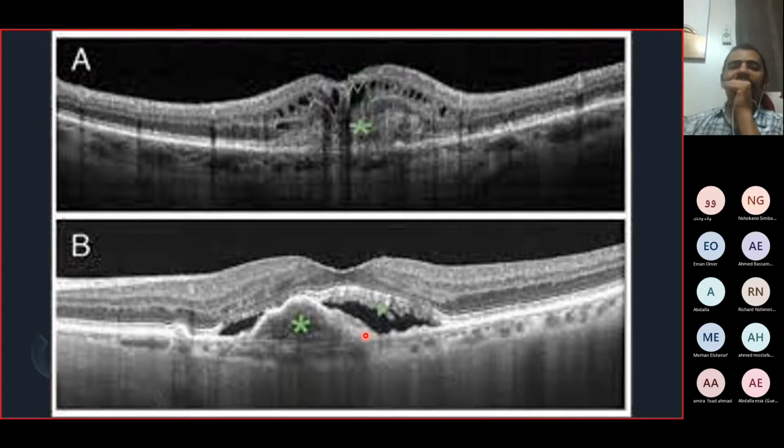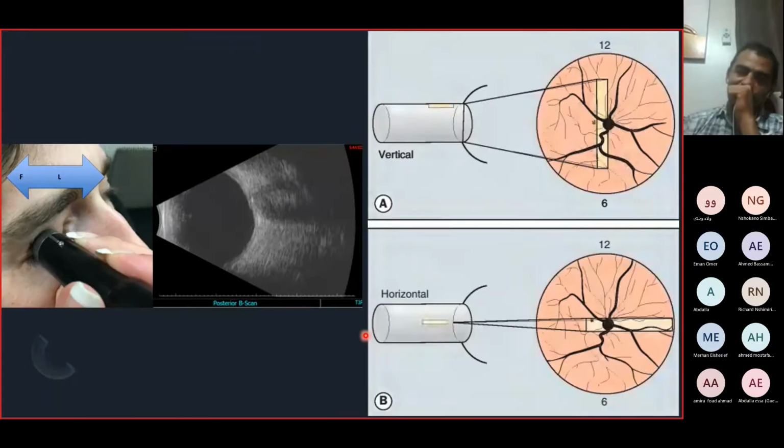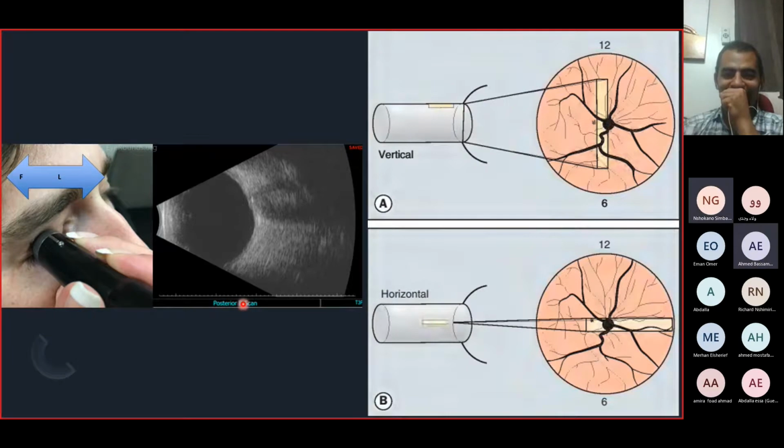Okay, so what is this investigation? This is an ocular ultrasound. What type of waves or what type of ultrasounds we can use with our patients? What is the type of this ultrasound? Is it A scan ultrasound or B scan ultrasound? Don't look at this. B scan. This is a B scan ultrasound.